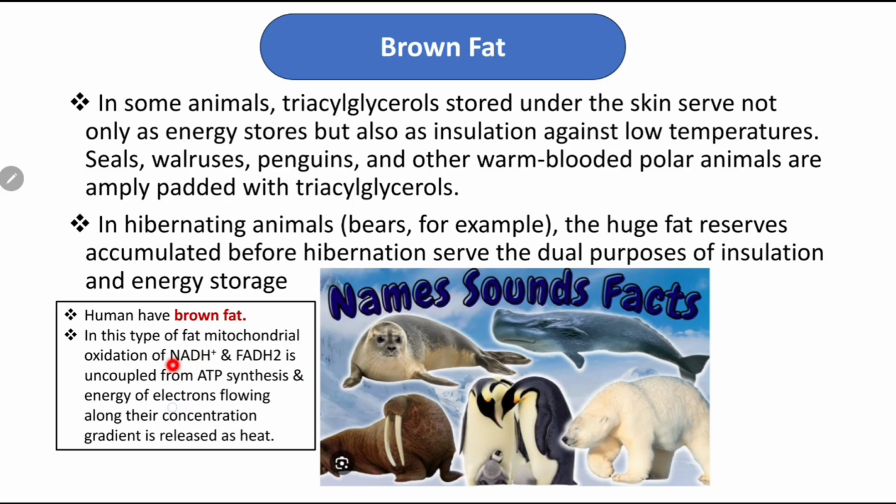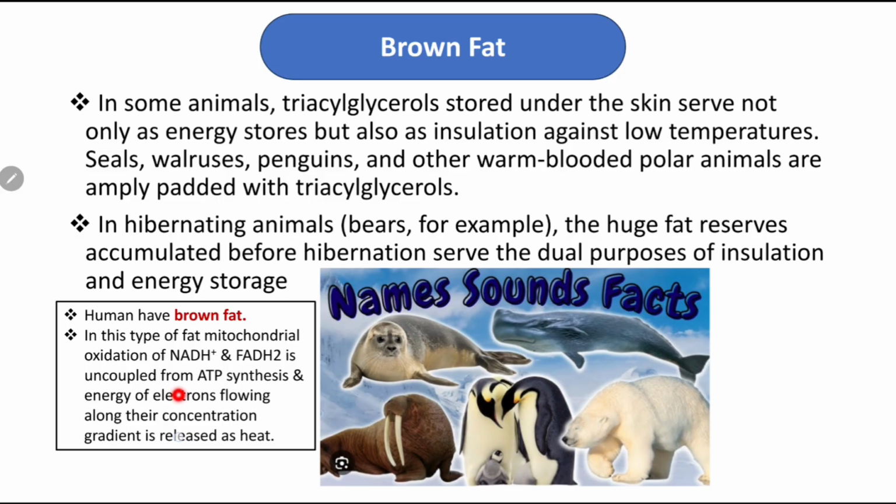And so with that uncoupling protein, NADH and FADH2 give their electrons to the ETC. Electrons flow through ETC and protons are pumped from the mitochondrial matrix to intermembrane space, creating a proton gradient. But the protons do not flow back into the mitochondrial matrix via the ATP synthase. They rather flow through a separate channel, and that is uncoupling of oxidation from phosphorylation. And so when they flow back into the mitochondrial matrix through a separate channel, which is created by the uncoupling protein, the energy is still released, right?